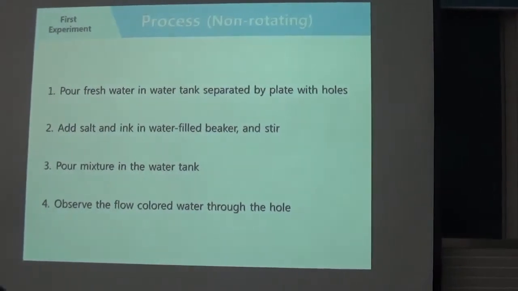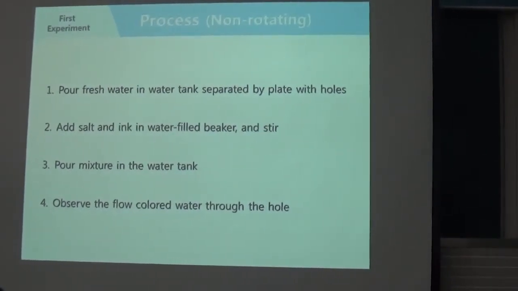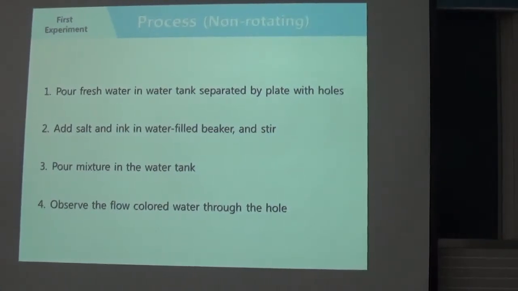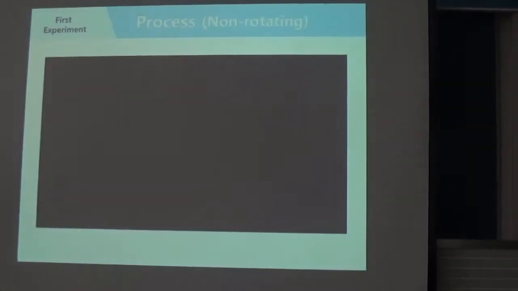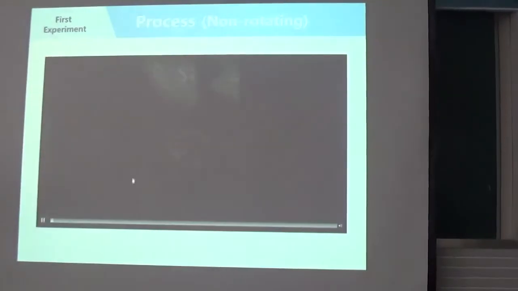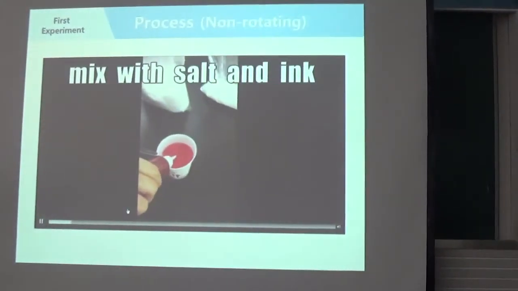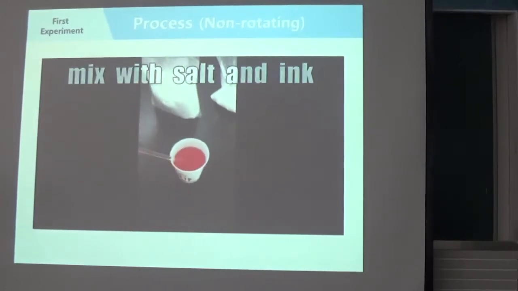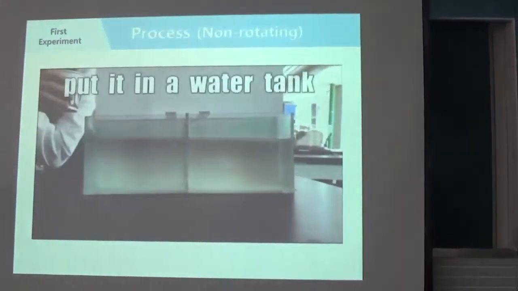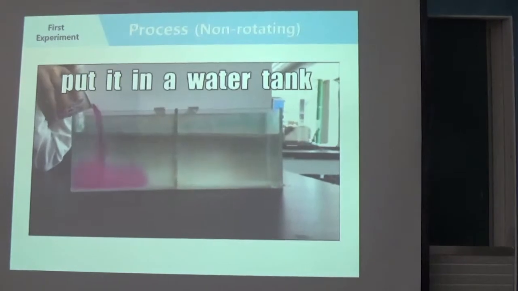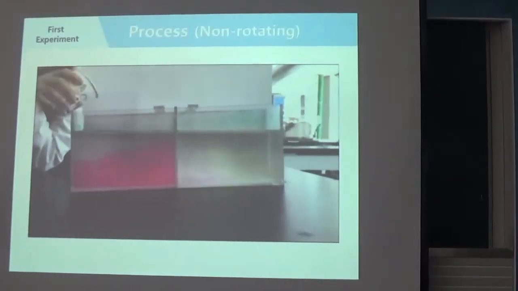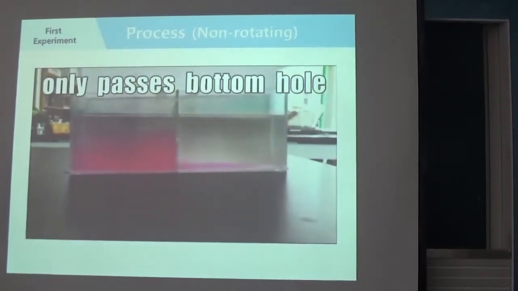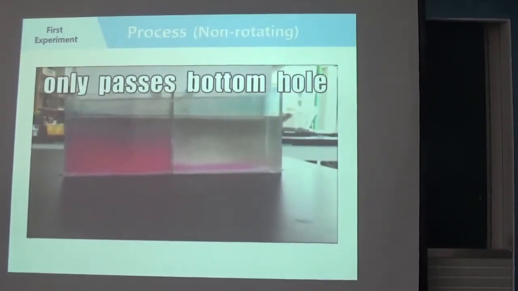The experiment without regard to rotation was done first. I will talk about more details while watching the video. Put water in a paper cup and mix it with salt and ink well to show the density difference and the water flow. Then put it in a water tank with fresh water. We can see that the salt water doesn't pass the middle or top hole, but only passes the bottom hole.